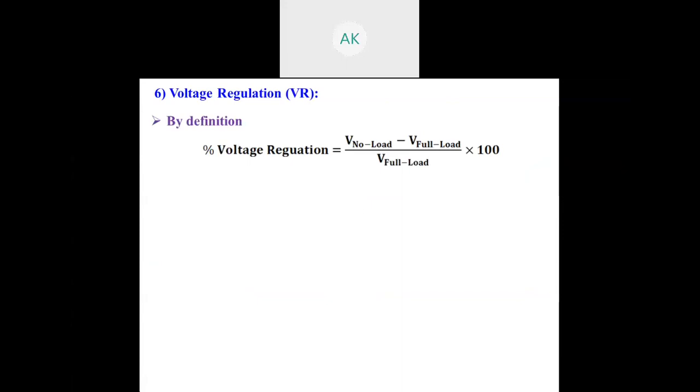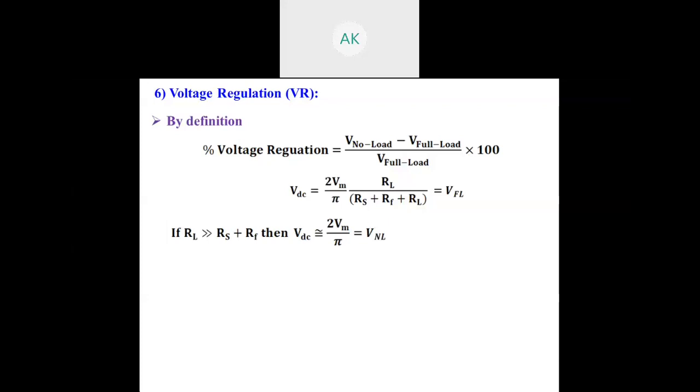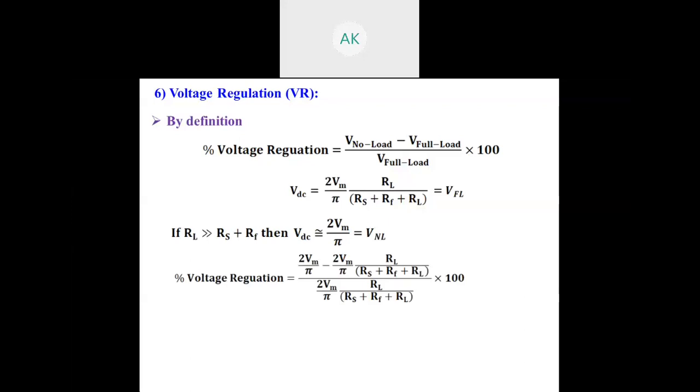Next, we started the discussion of the full wave voltage regulation. The voltage regulation for a full wave is given as no load minus full load, divided by full load. For the full wave rectifier, we found VDC at full load voltage and VDC at no load voltage. By plugging these in, we found the voltage regulation, which is RS plus RF divided by RL into 100. This voltage regulation is the same as with a half wave rectifier, so there is no improvement in voltage regulation for a full wave rectifier.